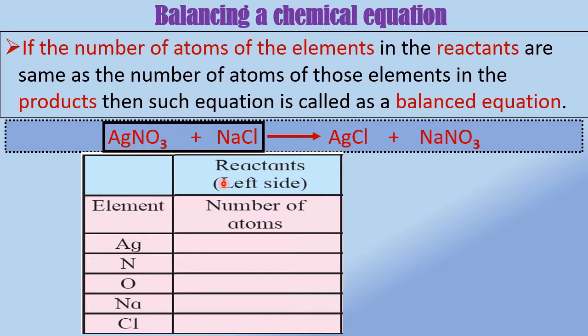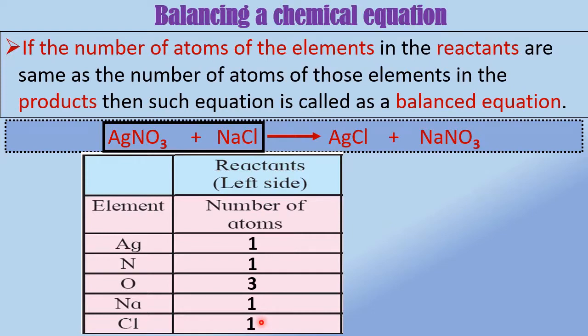So here the number of atoms of silver is 1. The number of atoms of nitrogen is also 1. The number of atoms of oxygen are 3. The number of atoms of sodium is 1 and the number of atoms of chlorine is also 1.